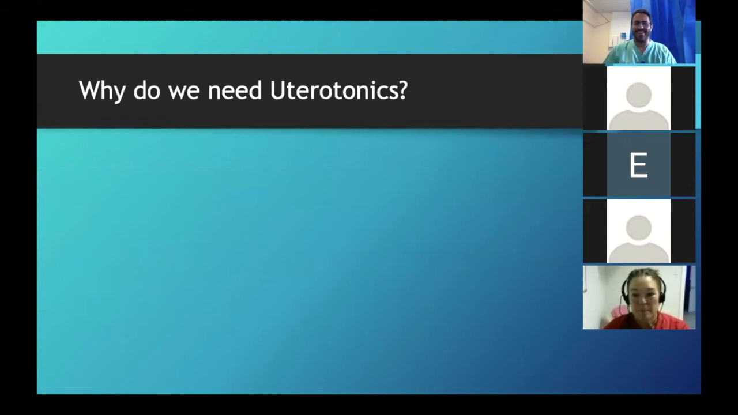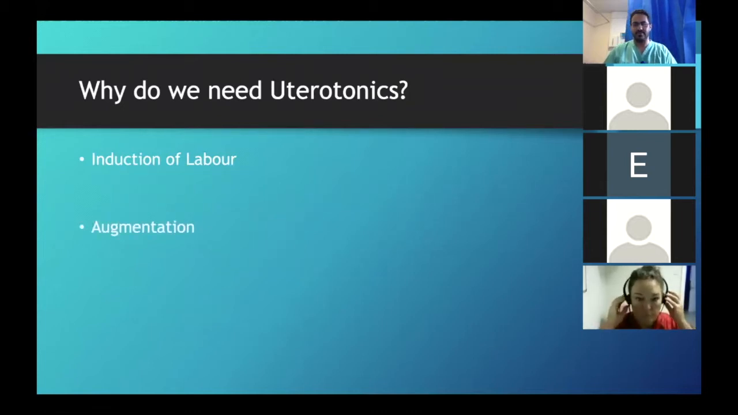We need the uterotonics so that the uterus contracts. But why do we need it to contract? We're either inducing labor or we're augmenting labor. Is there any difference? Does it make any difference why we're giving a uterotonic? Of course it does. I wouldn't have asked the question otherwise, no?